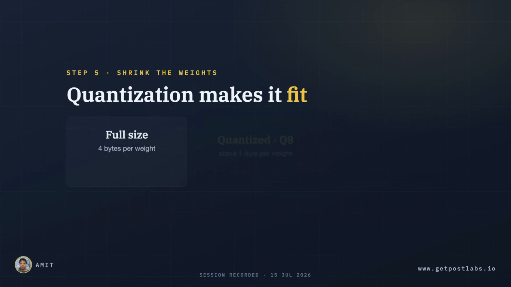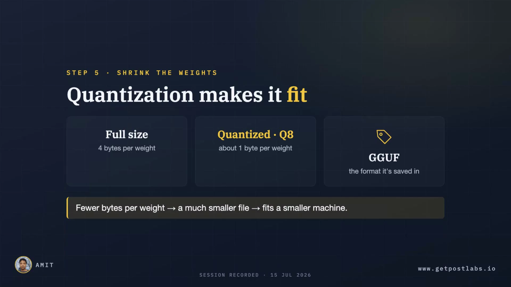There's a smarter fix, though. Shrink the weights. Instead of 4 fat bytes each, store them in fewer. Say 1 byte. That's called quantization, and the common setting is Q8. The file gets much smaller, so it fits a smaller machine. This shrunk file usually comes in a format called GGUF.